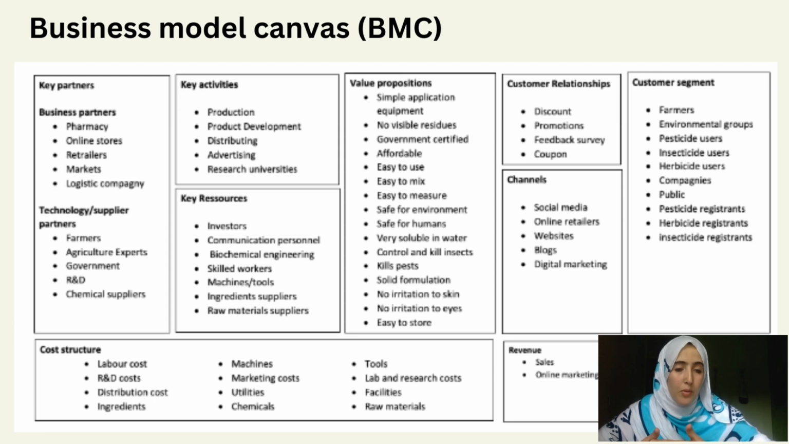Here, the value proposition is that our product has to be affordable, easy to use, easy to mix, safe for the environment, safe for humans, and doesn't cause any irritation to the skin or the eyes. For the key activities, we have distributing and advertising. The resources can be investors, skilled workers, raw material suppliers, chemical suppliers, and ingredient suppliers, and our partners can also be farmers, the government, and chemical suppliers. The customer segments can be the public, companies, pesticide and herbicide users, and environmental groups. For the cost structure, we might have tools, machines, utilities, facilities, labor cost, and research cost as well. And finally, the way we can interact with our customers is by social media, blogs, digital marketing, also websites and online retailers.